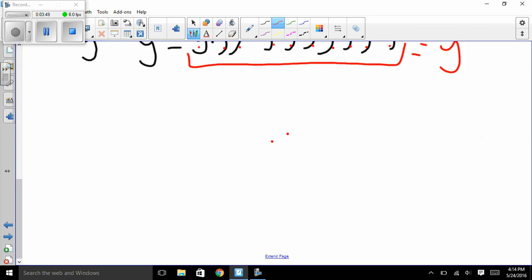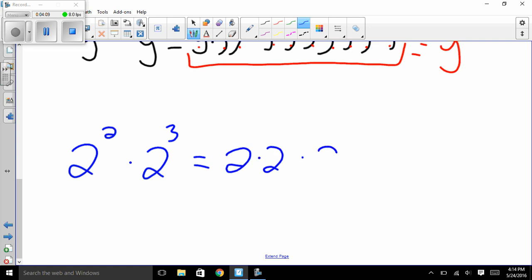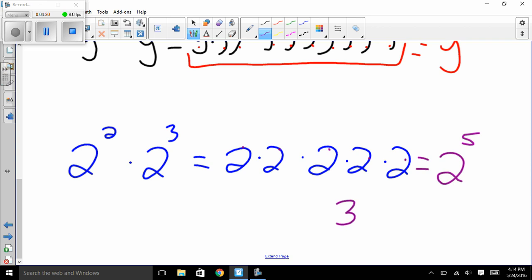Let's try this now with a numerical example instead of just variables. So say I had 2 to the 2nd times 2 to the 3rd. If I expand that out just as I had expanded my x's and my y's, 2 squared is 2 times 2. 2 to the cubed, or 2 to the 3rd, is 3 more 2's. How many 2's do we have together? I've got 1, 2, 3, 4, 5. So my resulting answer is 2 to the 5th. Or if I grab out a handy dandy calculator, that is simply just 32.